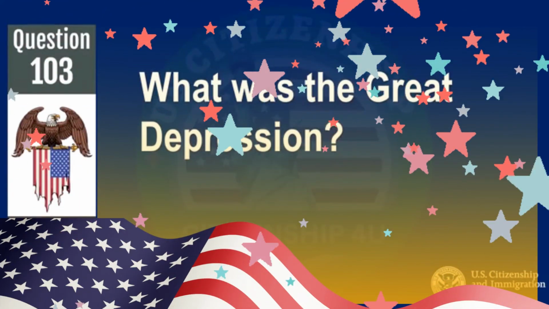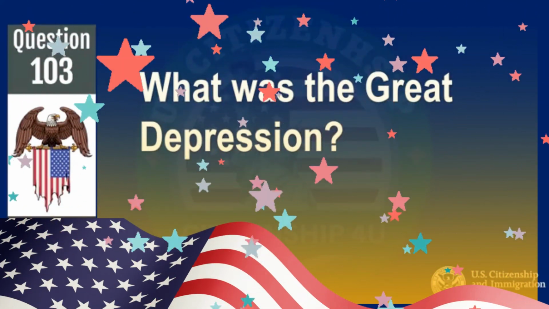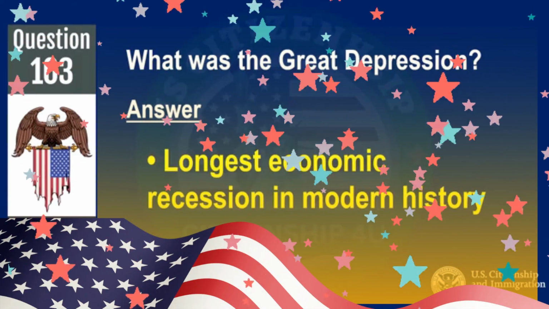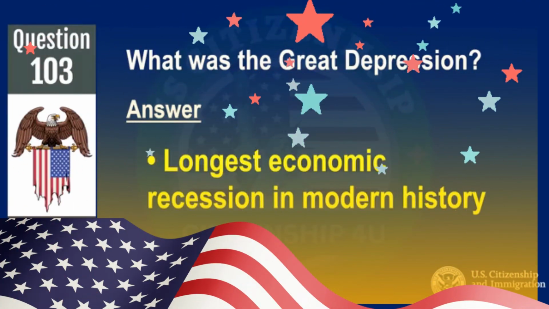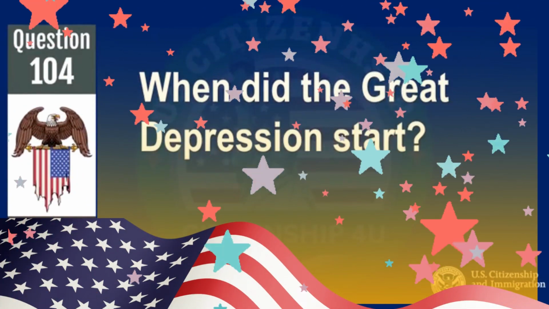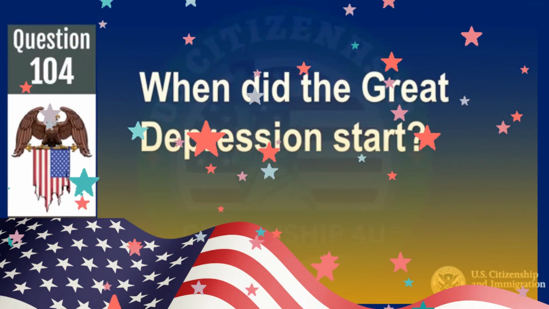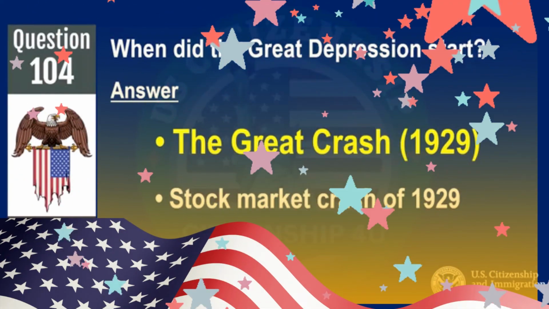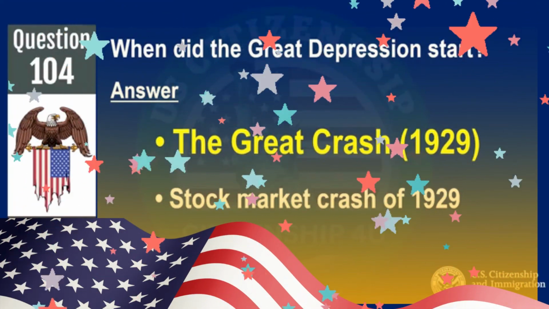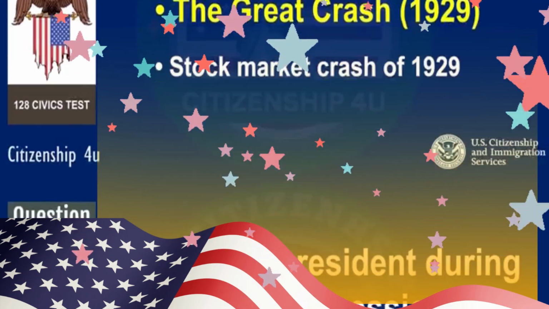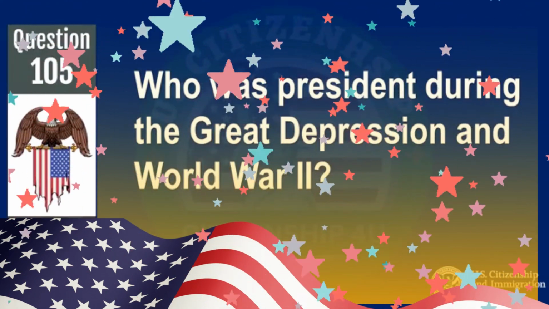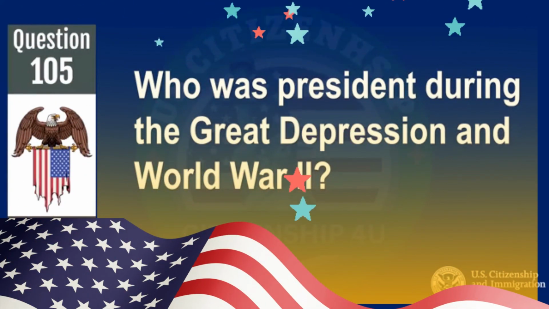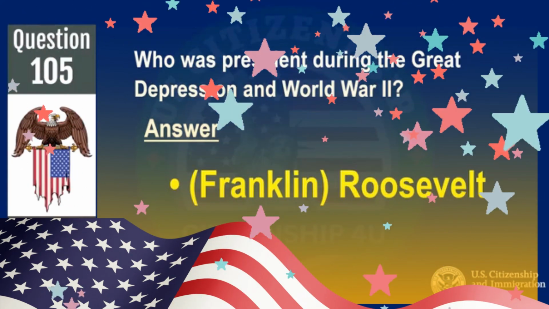What was the Great Depression? Longest economic recession in modern history. When did the Great Depression start? The Great Crash, 1929. Who was president during the Great Depression and World War II? Franklin Roosevelt.